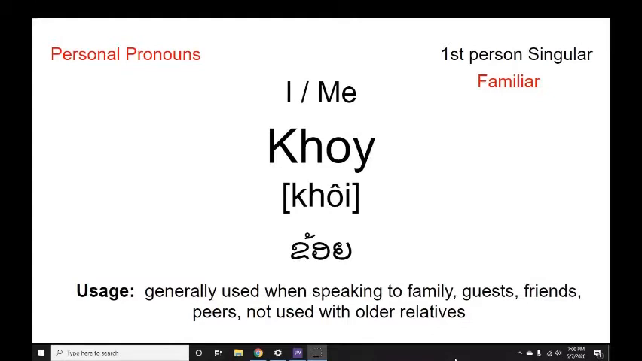This is a familiar way of referring to yourself with your peers or people that you know well, people that are kind of like your equal. And we know this in koi sabai di, right? I am fine. I am well. So koi is I or me.